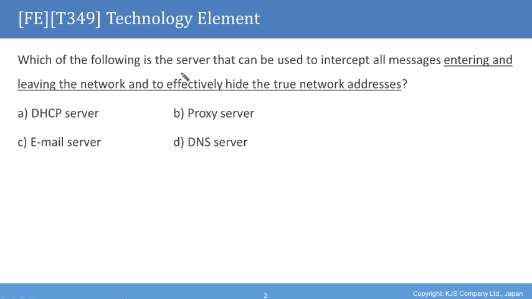Which of the following is the server that can be used to intercept all messages entering and leaving the network and to effectively hide the true network addresses? A. DHCP server. B. Proxy server. C. An email server. Or D. A DNS server.